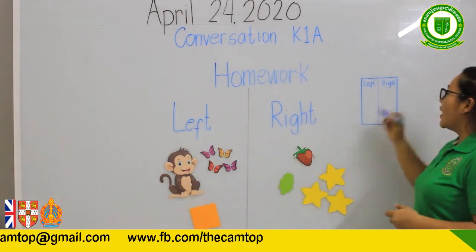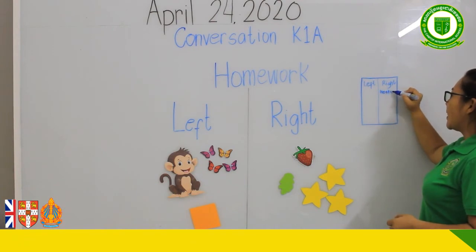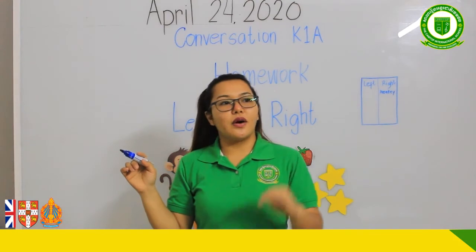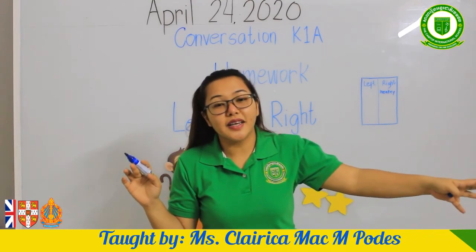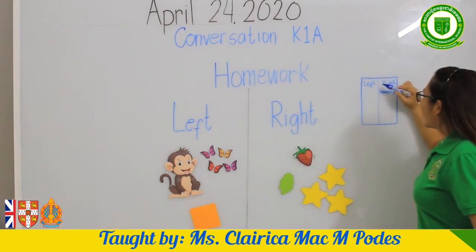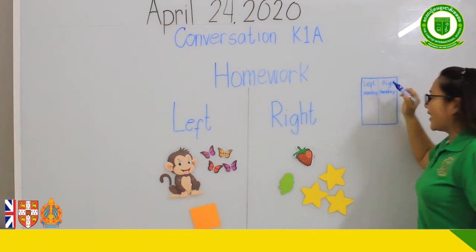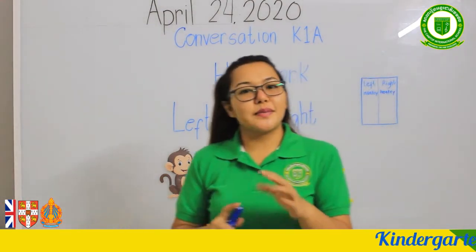So what can you see? If they tell you, mommy, I can see monkey, then please write monkey. And then kids, what can you see now on your left side? Another monkey? Okay. So you can also write monkey there. You should do it this way, okay? So you can do as many as you can.